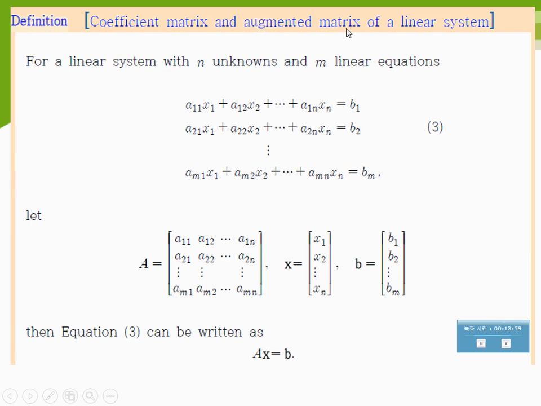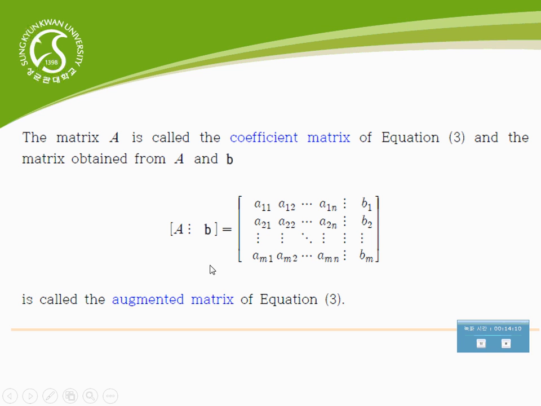Coefficient matrix and augmented matrix of a linear system. Suppose we have this linear system of equations. This can be written as Ax equal b, where A, x, and b are like this. Okay? Then this A is called the coefficient matrix of this equation, and this m by n plus 1 matrix is called the augmented matrix of the equation. Okay? Augmented matrix, 첨가행렬.